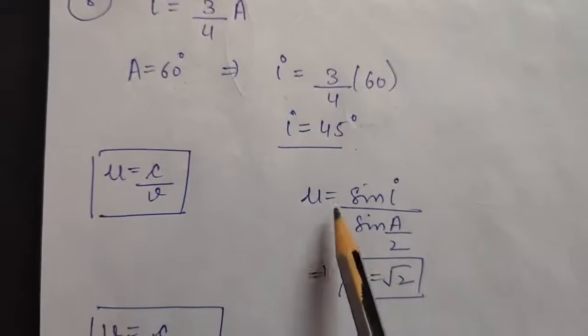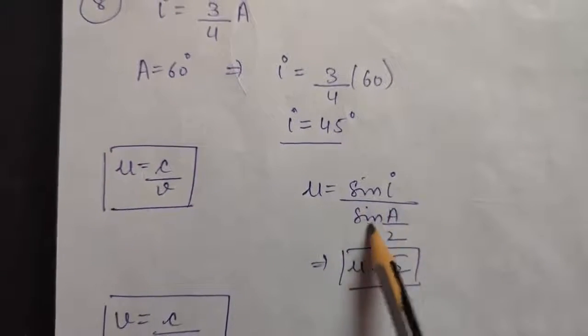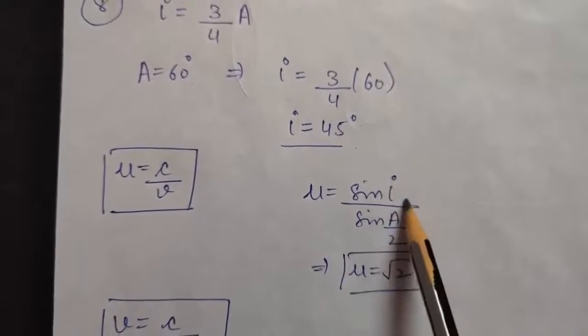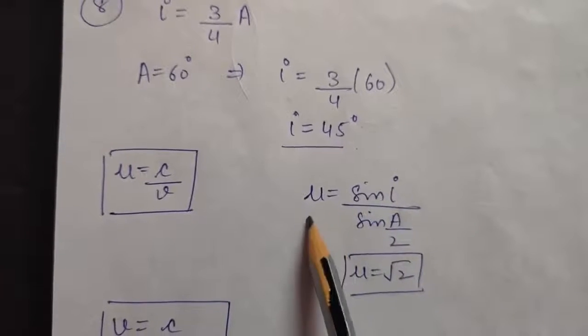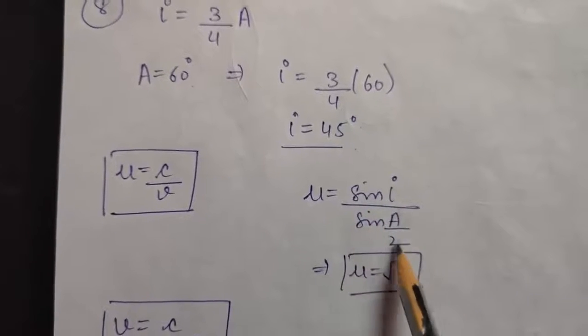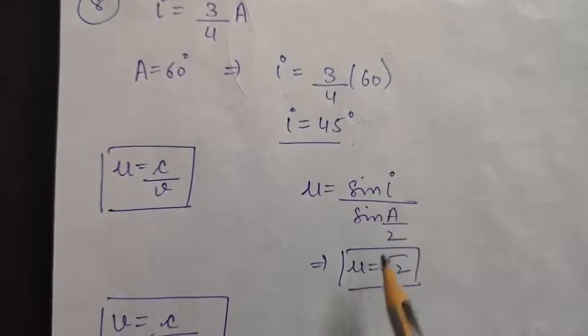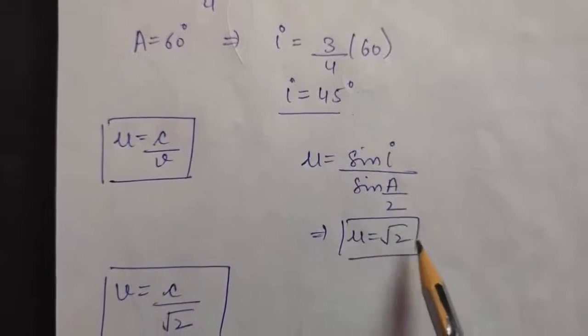So let us use the prism formula, which is mu = sin i / sin(A/2), where i is nothing but (A + δm)/2. Okay, so mu is sin i upon sin(A/2). You know i, you know A. From here, mu will come to be root 2.